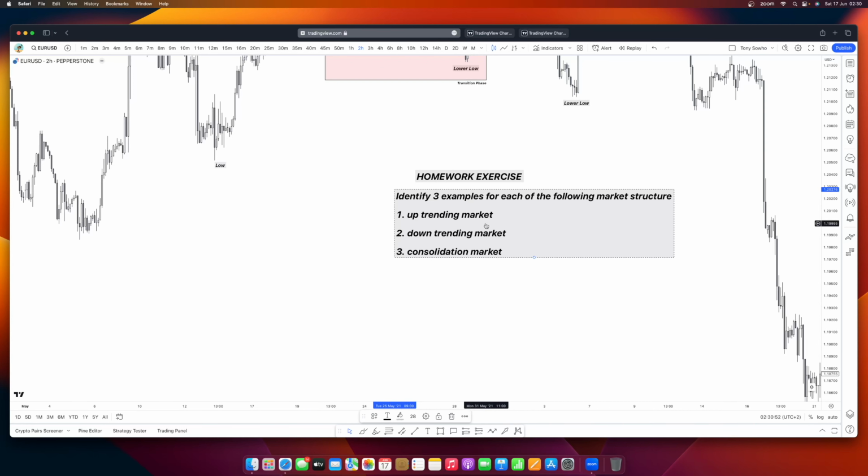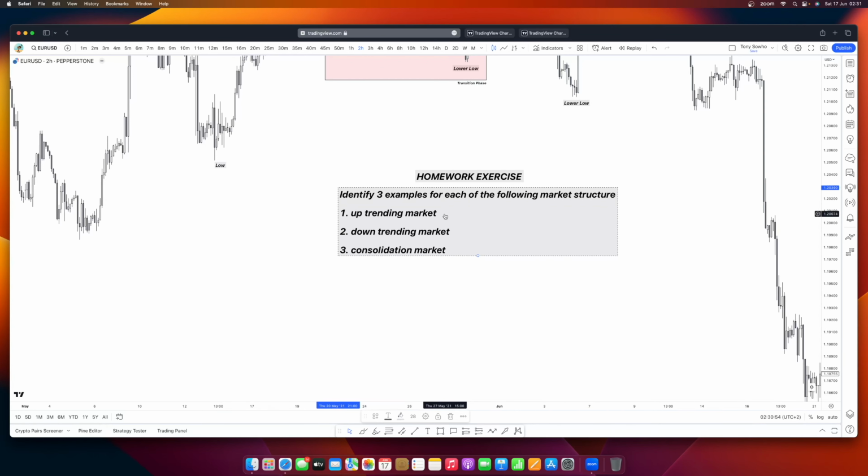So identify 3 for each of the following market structures. Number 1, uptrending market. You're going to send me 3 examples. Number 2, downtrending market. You're going to send me 3 examples. And number 3, consolidation market. You also send me 3 examples.